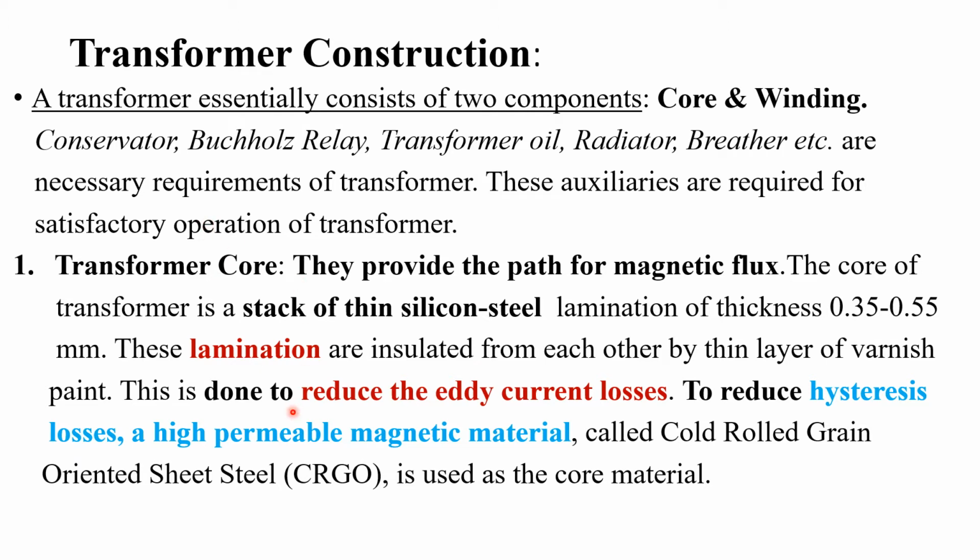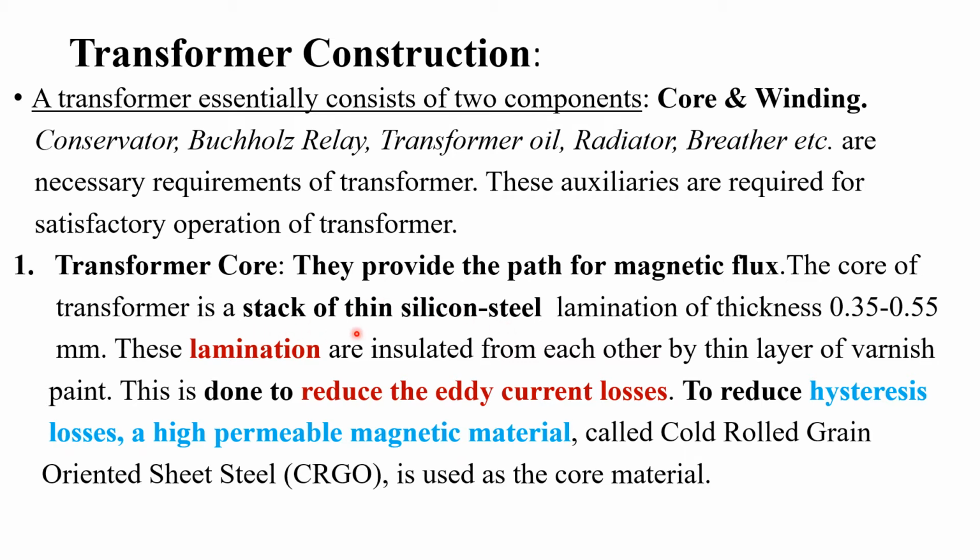The function of transformer core is to provide the necessary path for the magnetic flux. So transformer core carries magnetic flux. Transformer core is made up of thin silicon steel material. Nowadays it is CRGO material, cold rolled grain oriented sheet steel. That is the name of the material that we are using to construct transformer core. The thickness is very less. We can say the stack of thin silicon steel.